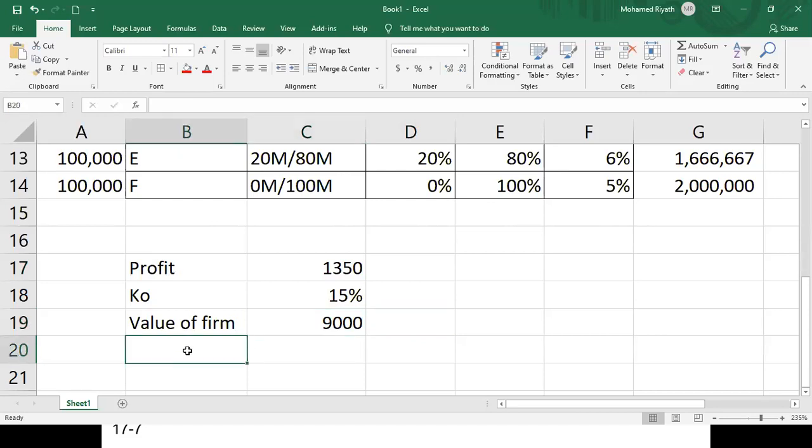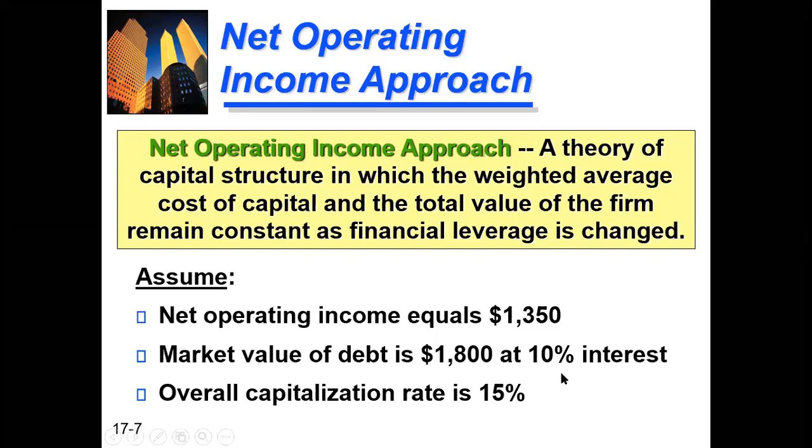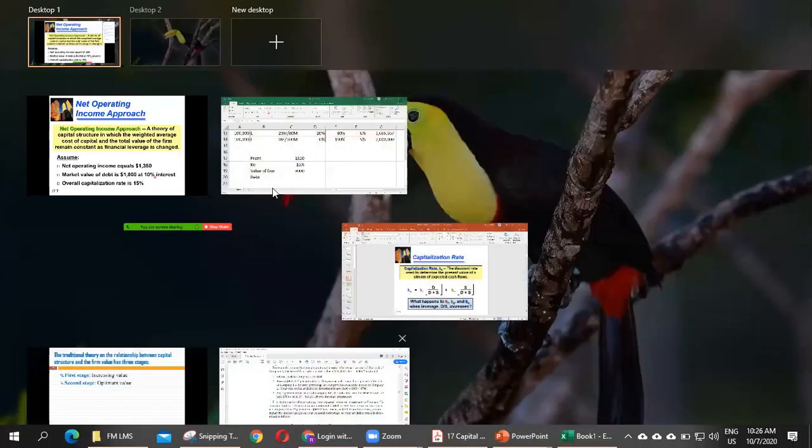Now, how much is the market value of debt in this slide? Yes, 1,800. The value of debt is 1,800. Here, the market value of debt is 1,800, and the interest rate is 10%.